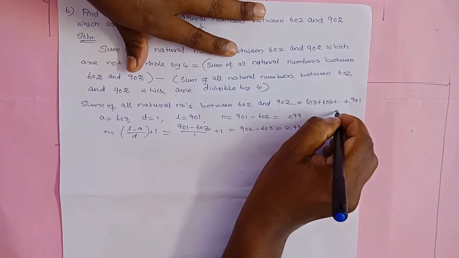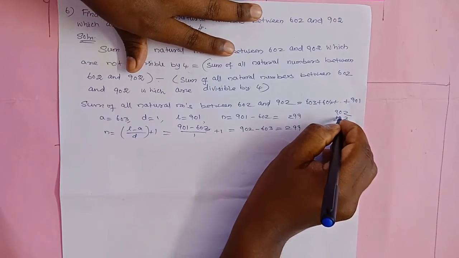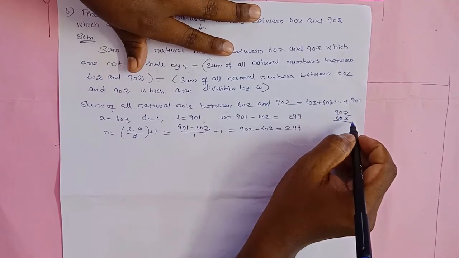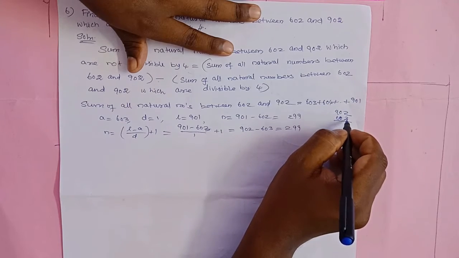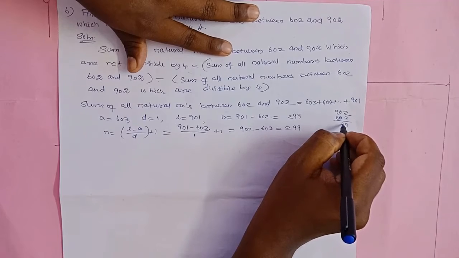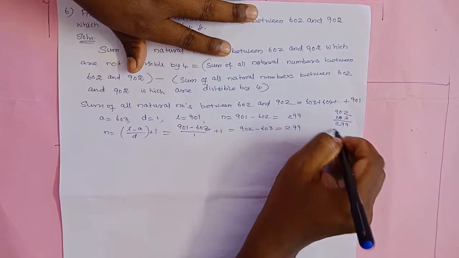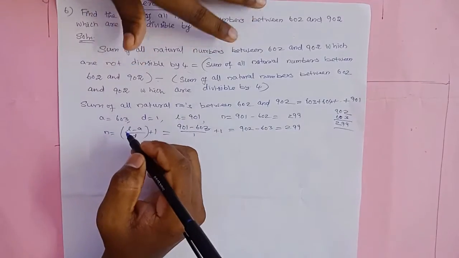Subtract 902, 603. 12 minus 3 is equal to 9. When you get 1, it will become 9. 9 minus 0 is equal to 9. When you give 1, it will become 8. 8 minus 6 is equal to 2. So 299 is the number of terms.